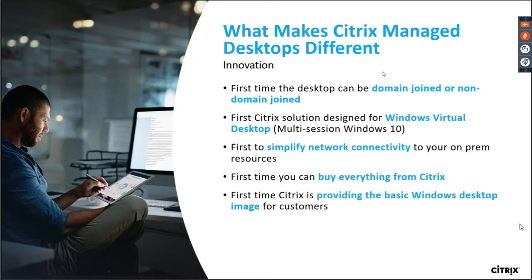So we talked about leveraging the Windows Virtual Desktop, which is using the multi-session Windows 10, which Microsoft is greatly providing, simplifying the network connectivity to your on-premises resources, as we described, so that you can easily access your on-premises data, access your on-premises Active Directory, or even authenticate with that. It is the first time you can buy everything from Citrix. You just go to Citrix and buy everything in Citrix. You will not talk with anybody else. When you need support, you will have the support from Citrix for all the infrastructure, because Citrix and Microsoft have a very long partnership and a very long potential in the market.